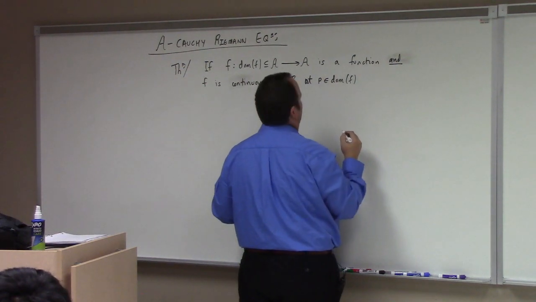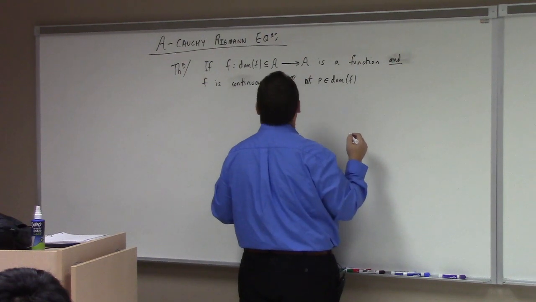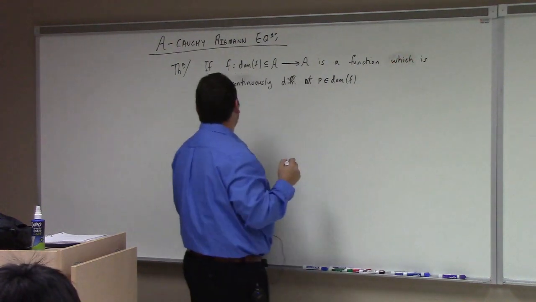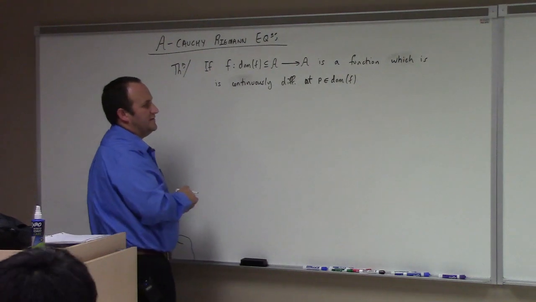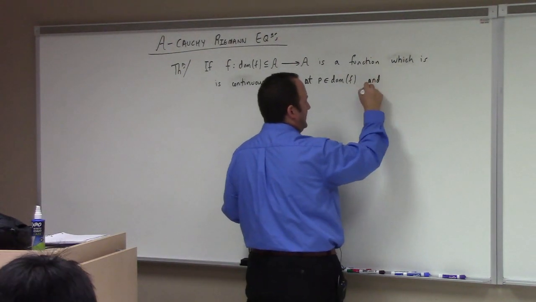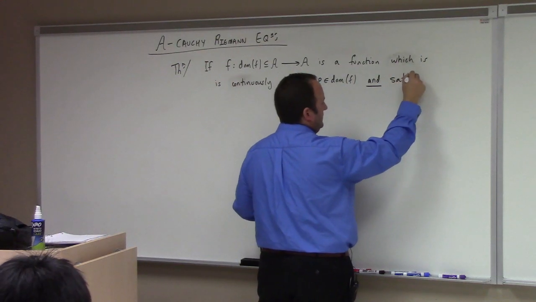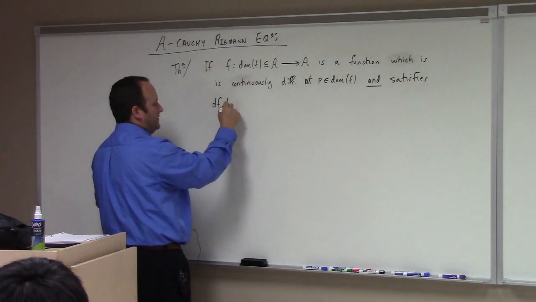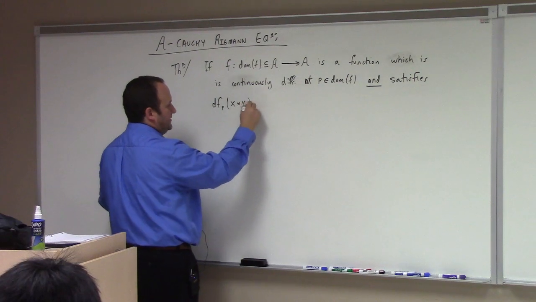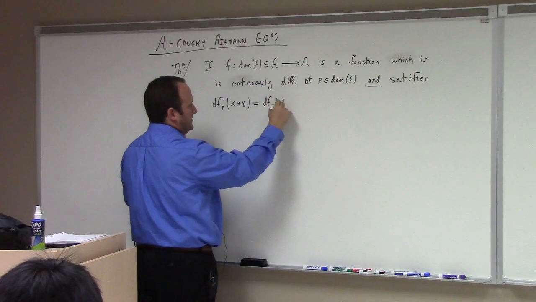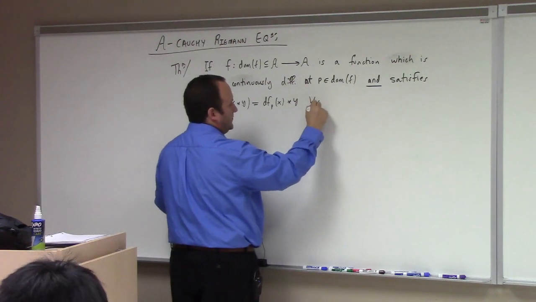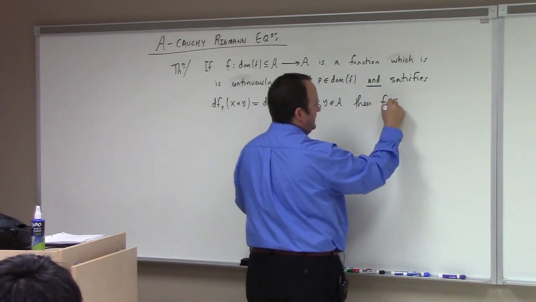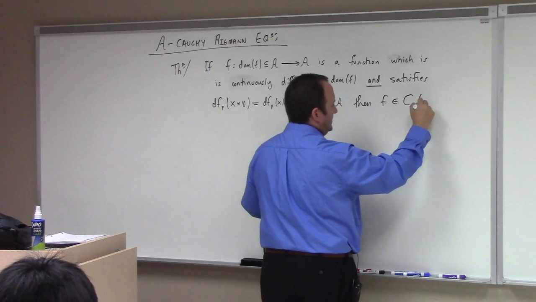Well, I guess my grammar is not awesome here. If f is a function which, instead of saying and, which is continuously differentiable at P in the domain of f, and here's where I wanted the and, satisfies df_P(x) times y equals x times df_P(y) for all x, y in A, then, punchline, f is an element of the A-differentiable functions at P.